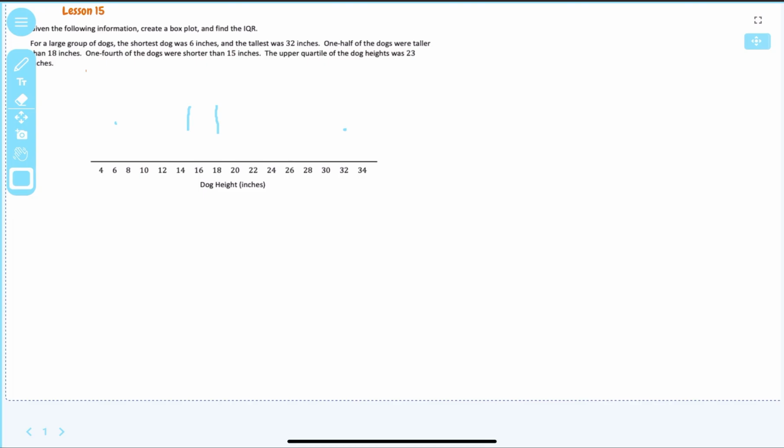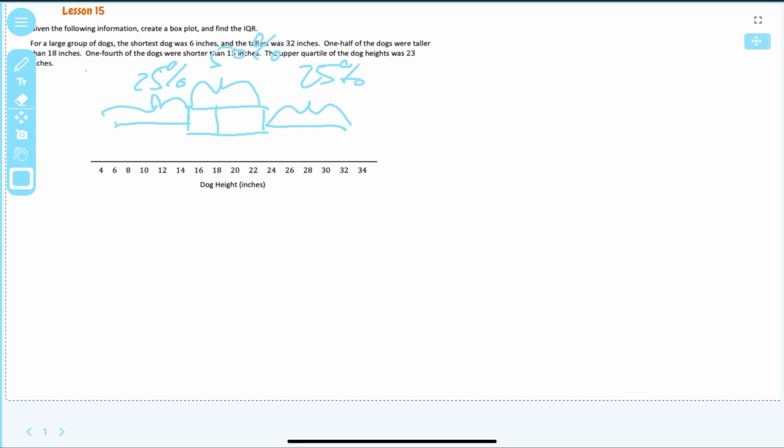The upper quartile of the dog's heights was 23. Now, there you go. You need to understand, how much is this? What percentage of the 50? 50%. And this is 25%, which means this is also 25%. Need to know all of that.